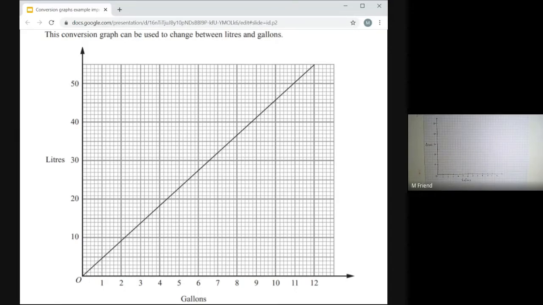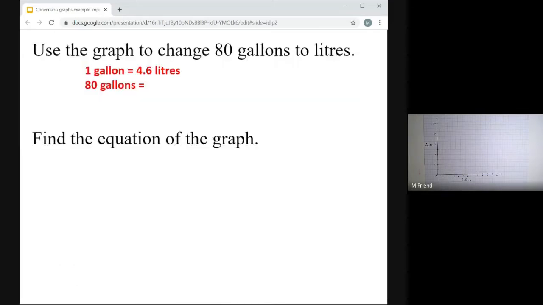Because we can't look up 80, we'll have to make do with looking up something else. So how about the one that we used earlier? We said that 1 gallon was 4.6. So we could use that from the graph and then do a bit of multiplying to help us. So the graph tells us 1 gallon is 4.6 litres. To get from 1 gallon to 80 gallons, I hope it's clear that that's just times by 80. So I get my calculator, do the same to the other side, and if you type in 4.6 times 80, it tells you 368.